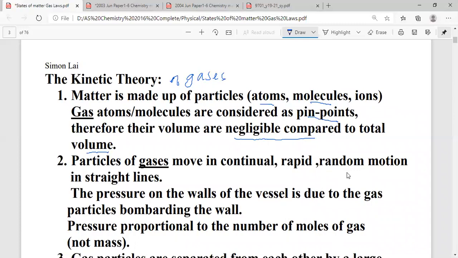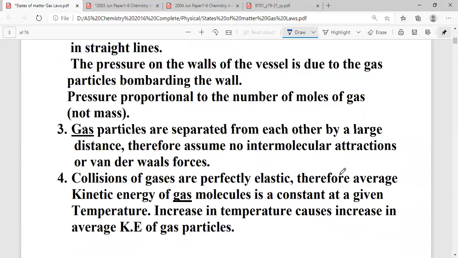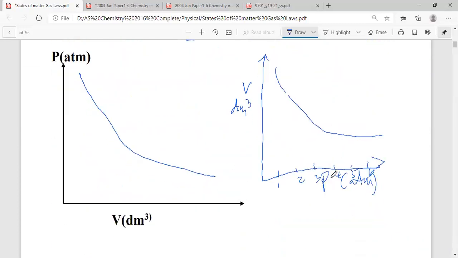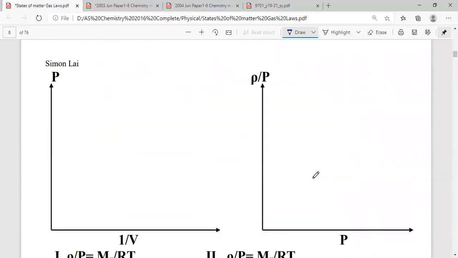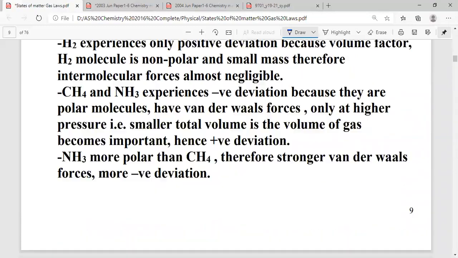negligible compared to the total. Now, I just want to stop a while here and show you a problem. It's a very good problem. It came up before in your A levels. Let's show you here. Let's go here.